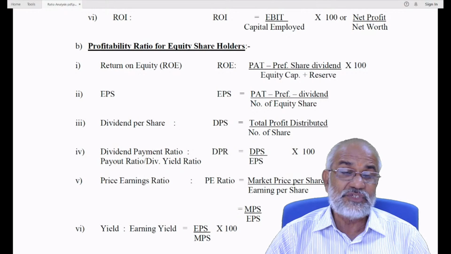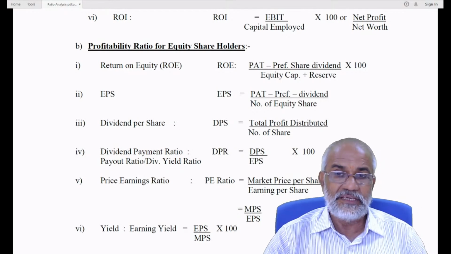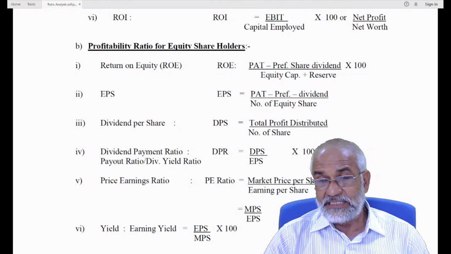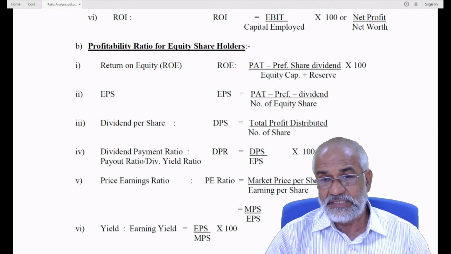And this analysis was first done by DuPont, an American company. In the years 1968 to 70, the DuPont analysis was thoroughly discussed in the arena of financial management.